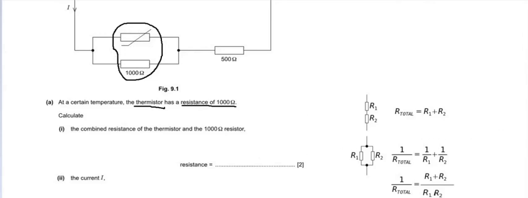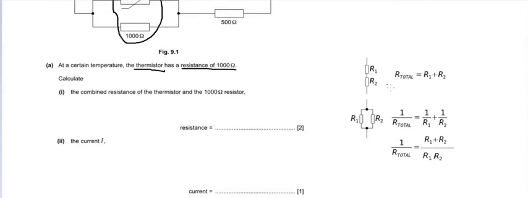Whenever we have a series combination, we use the formula R1 plus R2. If there is a parallel combination, we use the reciprocal of R. So 1 by R total is 1 by R1 plus 1 by R2. And if you do the cross multiplication, then R total is equal to R1 times R2 divided by R1 plus R2.